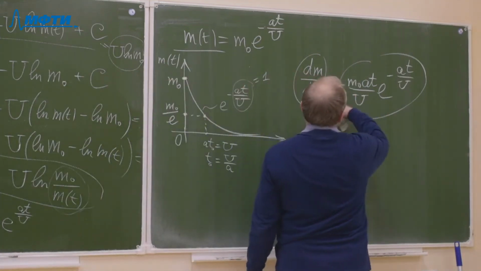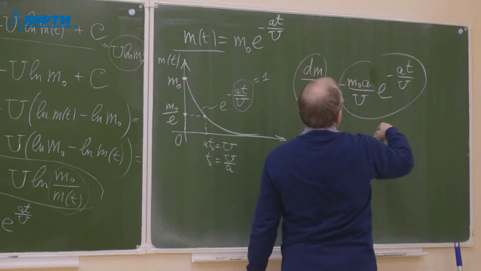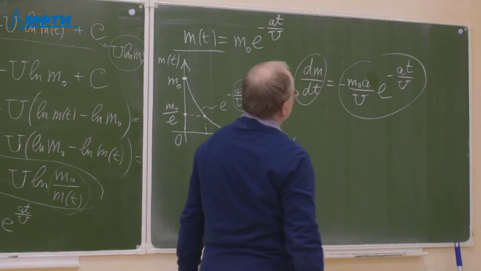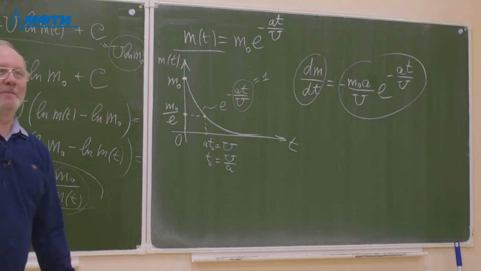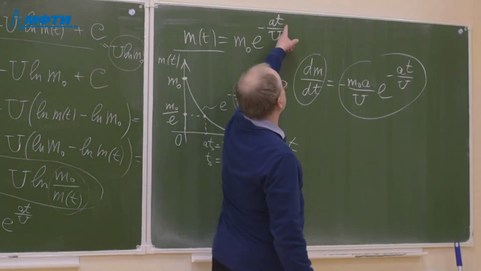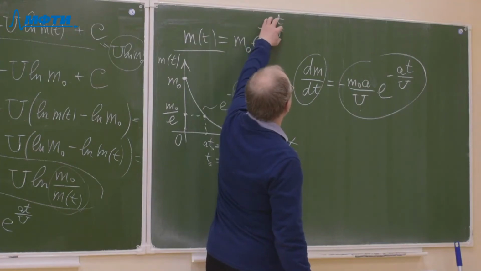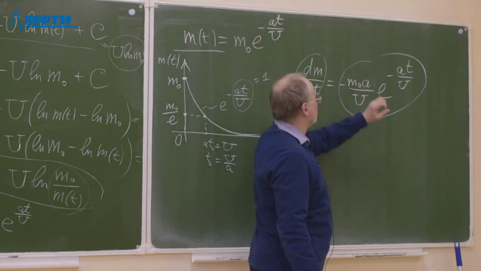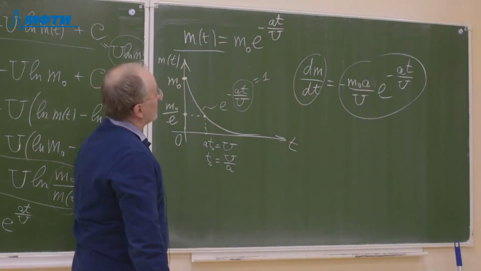That's incorrect. When you take the derivative, you don't have to put t here. Certainly, that's a mistake. Because I take a derivative with respect to time, I have to take this coefficient as a factor before the exponent.